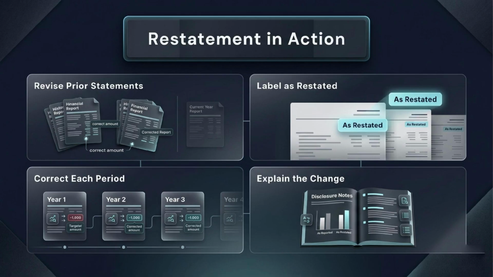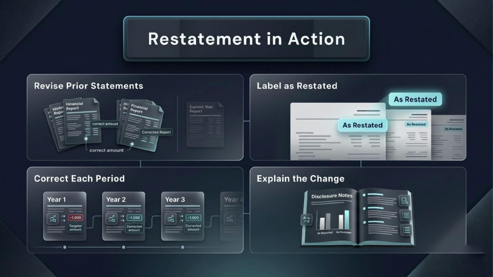If a prior comparative year contained the material error, that year is revised and labeled as restated. If multiple prior periods are presented, each affected period is corrected individually. The notes explain the nature of the error, the periods affected, the line items changed, and the corrected amounts.